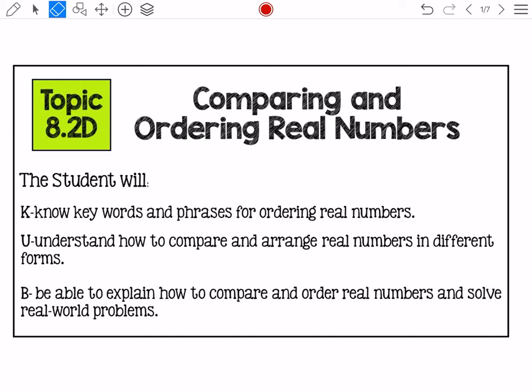Okay, so we've actually been doing this in 6th and 7th grade. Now we're just moving on to the real number system, which includes those irrational numbers. So now we're comparing and ordering rational and irrational numbers. So let's get started.